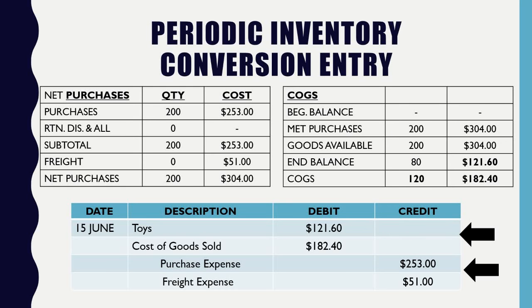So, of course, I have to do a conversion entry, which is straightforward, right? We've been practicing this for quite some time now, where I just take whatever I solved in my inventory worksheet and simply solve and plug in my numbers into my inventory, cost of goods sold, purchase expense, and freight expense. Okay.